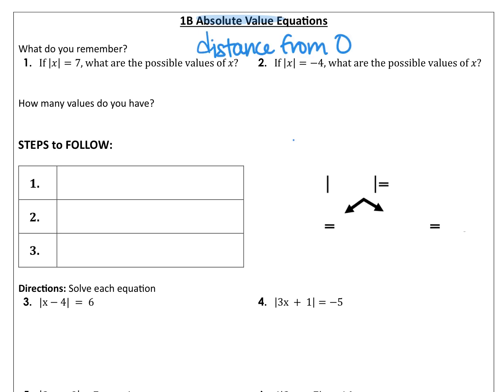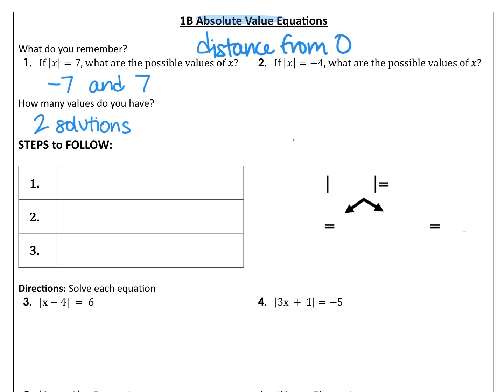Okay, so how far away is it from 0? How many spaces? If I say there's an absolute value of 7, what numbers have an absolute value, or distance from 0, of 7? Well, that would be -7 and +7. Both of these are 7 spaces away from 0, so we would say they both have an absolute value of +7. How many values do you have? You have 2, and so that means you have 2 solutions.